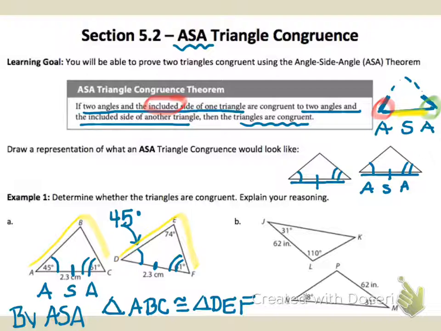So let's take a look at B and see if we can establish some things that we know for sure are congruent. In the first triangle and the second triangle, we both have two angles that are the same. We know they're both 31. We can tell right there. We also know that they have this side that's 62 inches long in both.